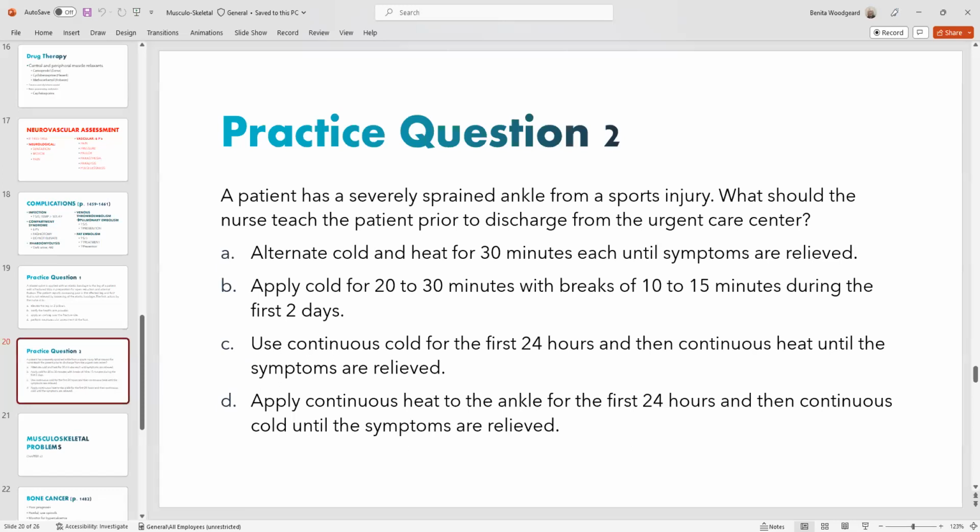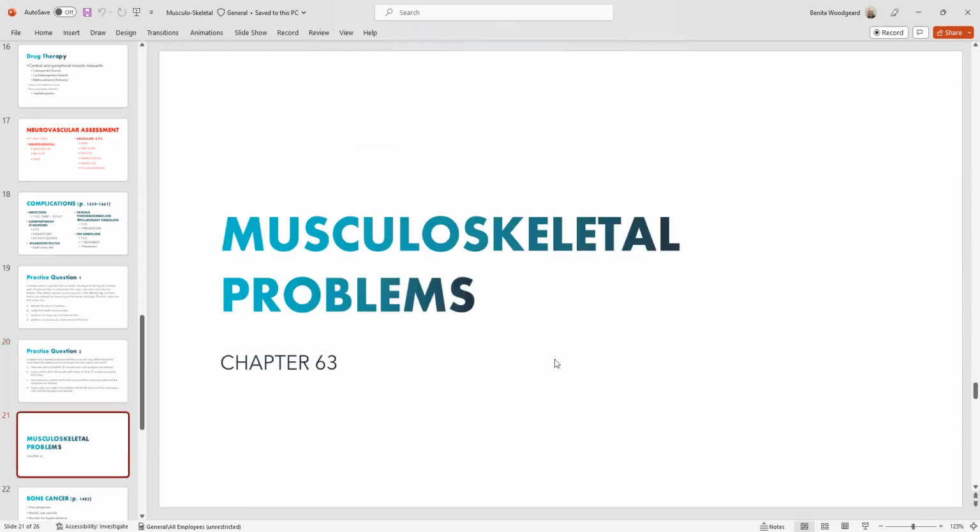Okay, I told you already, don't pick anything with continuous. So let's rule out C and D, and out of A and B, B is the best answer. All righty.